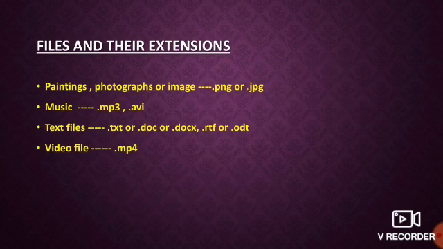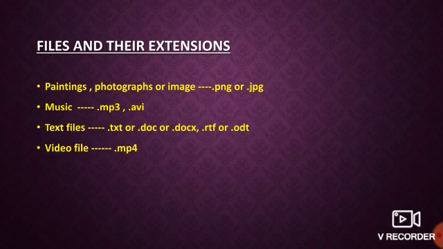Okay children, here we are going to see about the files and their extensions. We already know the types of files, isn't it? Paintings, photographs or images will have the file extension .png or .jpg. For music it will be .mp3 and .avi. So if you see that, we can find out it is a music file.